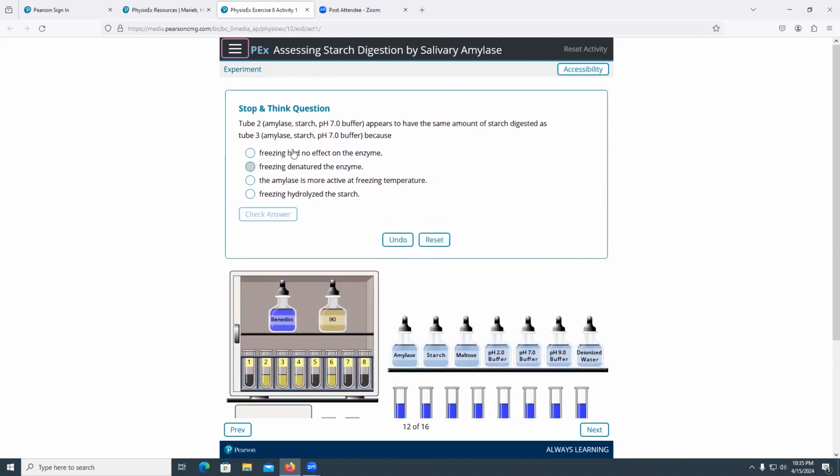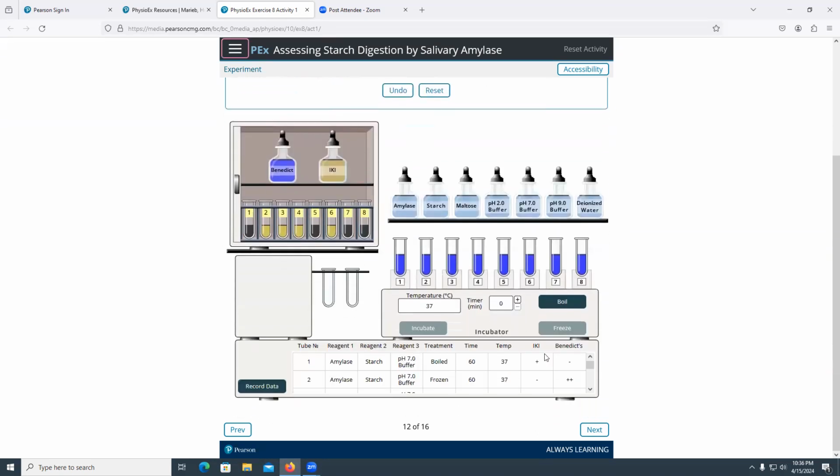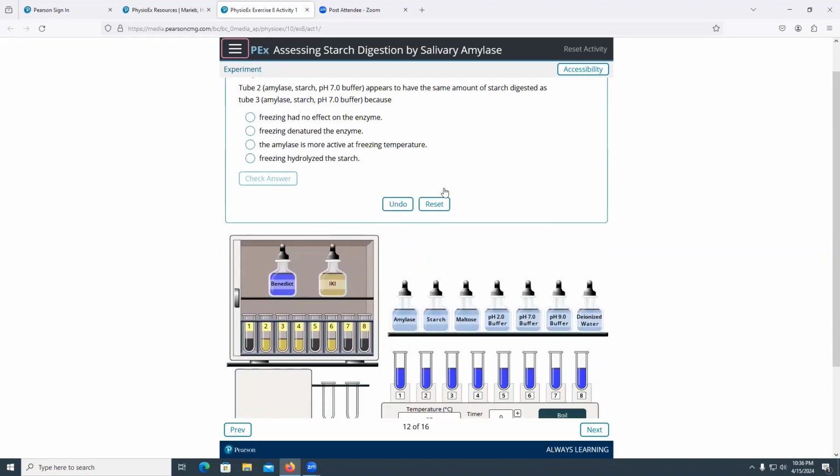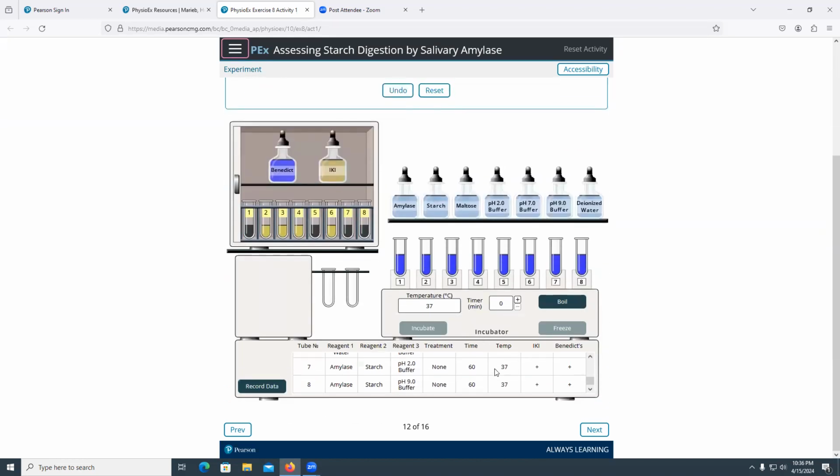Okay, stop and think. Tube 2 had amylase, our enzyme, it has our reactant, and the optimal pH. It appears to have the same amount of starch digested as tube 3. Amylase, starch, and pH 7. So tube 3, what did tube 3 have? Yeah, so tube 3.